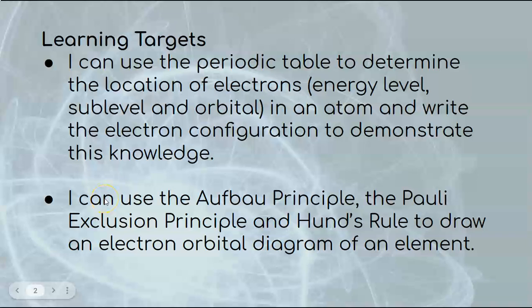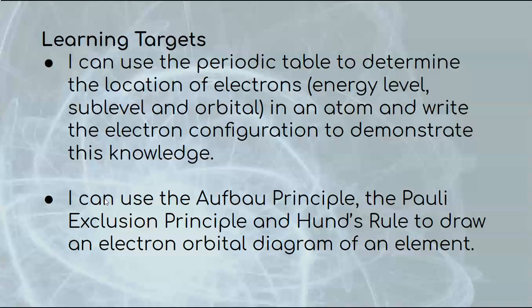Let's review the main two learning targets of this lesson. Learning target 1: I can use the periodic table to determine the location of electrons, energy level, sublevel, and orbital in an atom, and write the electron configuration to demonstrate this knowledge. So in this video, I'll go specifically over how to write that electron configuration, and that involves using the correct notation.